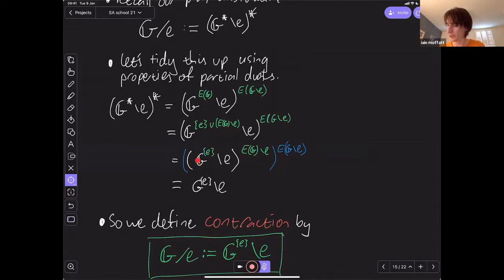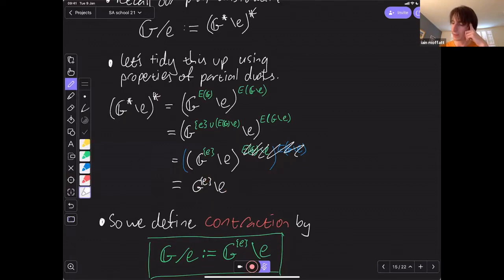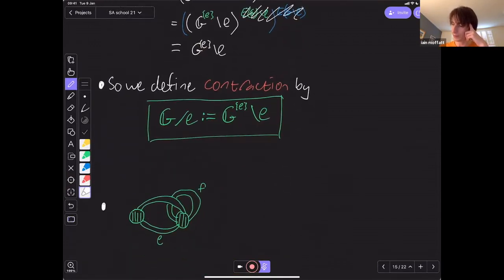So what I've got is a partial dual with respect to E, then delete. Then I'm double dualing everything else, but double dualing does nothing at all. So overall, what I've got is my G dual, delete, all dual. I can define it locally just in terms of partial dualing and delete. So this gives me my definition of contraction in terms of partial dual and edge deletion.